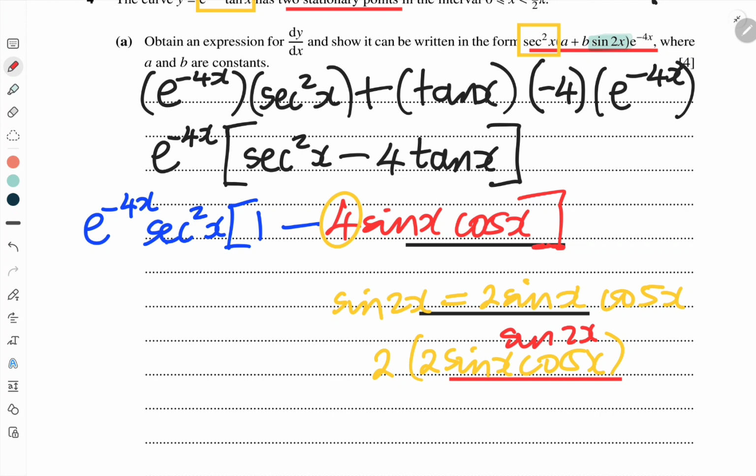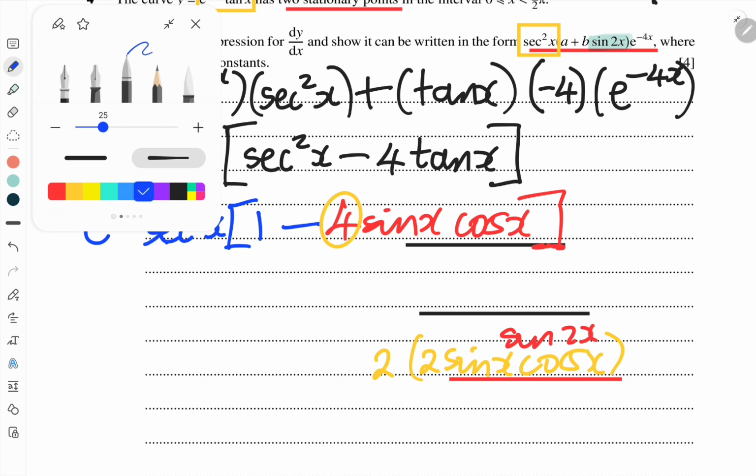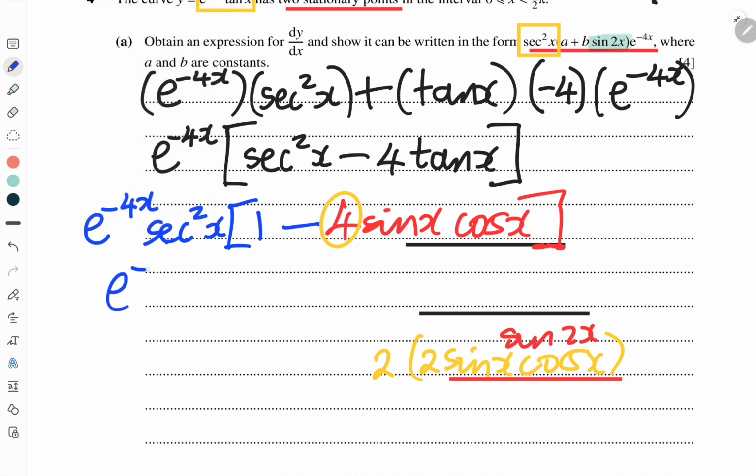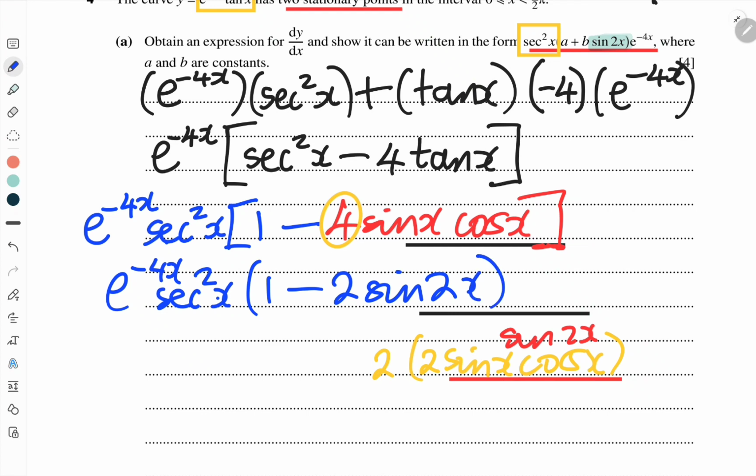So yes, we can now go back to substitute. So this is going to be e to the negative 4x sec squared x bracket 1 minus 2 sine 2x. So we've managed to get our dy dx in the required format, like that.